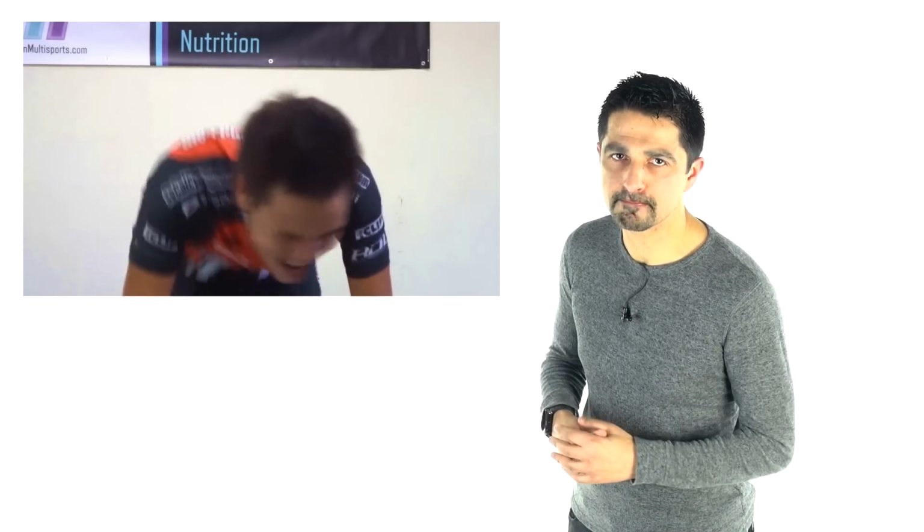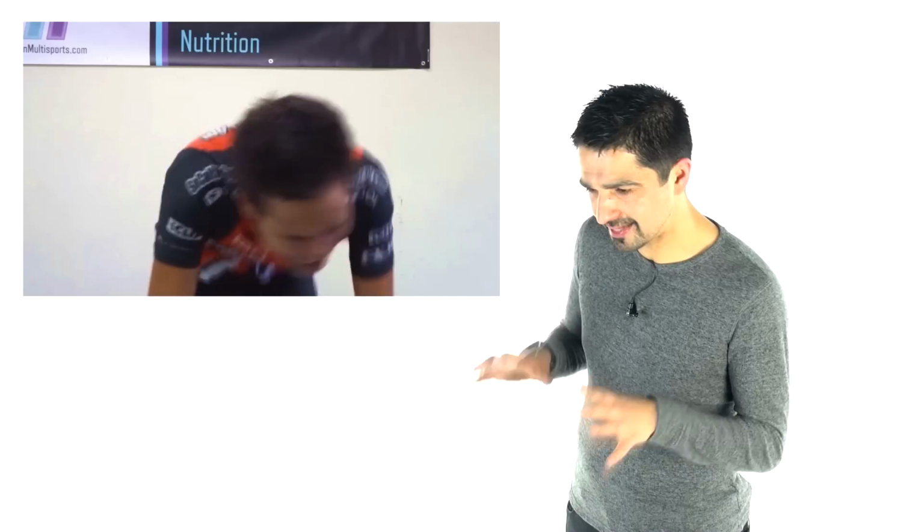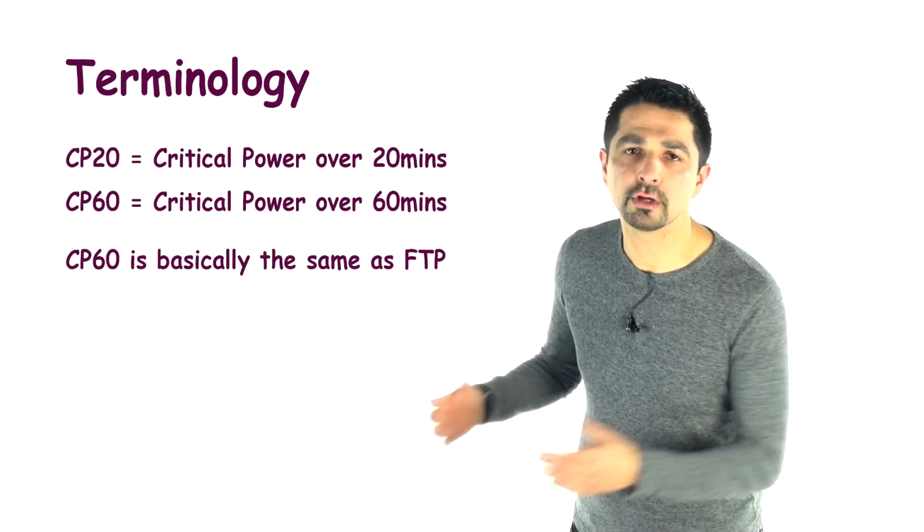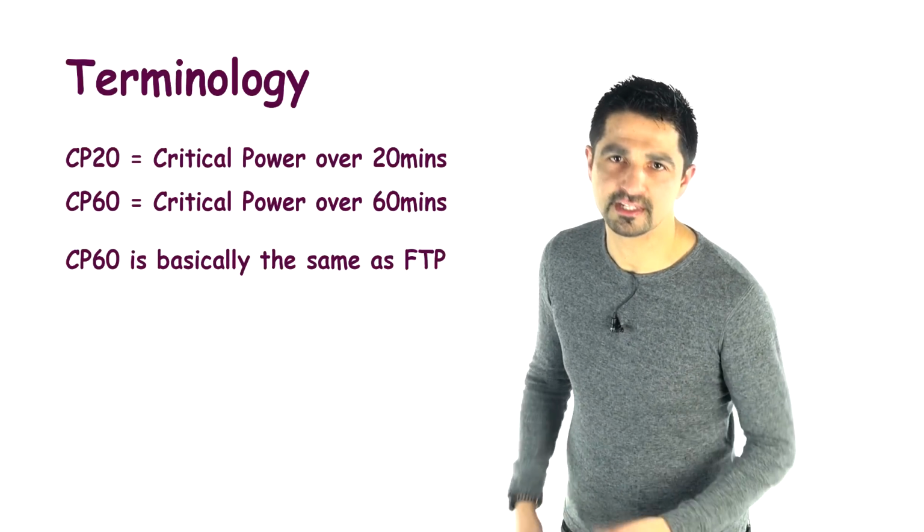So given that 60-minute test is so hard, we seem to have defaulted now back to a more convenient 20-minute test. The 20-minute test for critical power 20, CP20, then enables you to calculate what is the most probable result that you would get if you undertook that full 60-minute test.